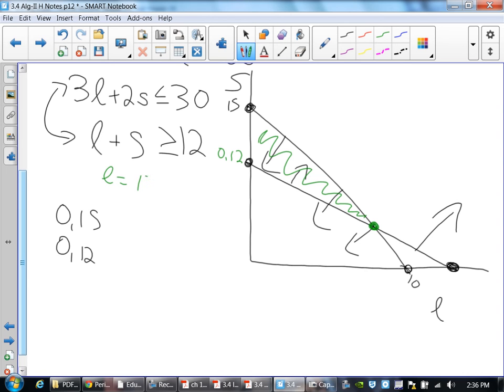L is 12 minus S, so 12 minus S plus 2S. I think you get 6. Wait, did we multiply the bottom? You substitute. What numbers do you substitute? I just got L by itself and substituted into the other equation. Just doing the system of equations. I do believe you get 6 and 6 for that ordered pair. So I got that right.